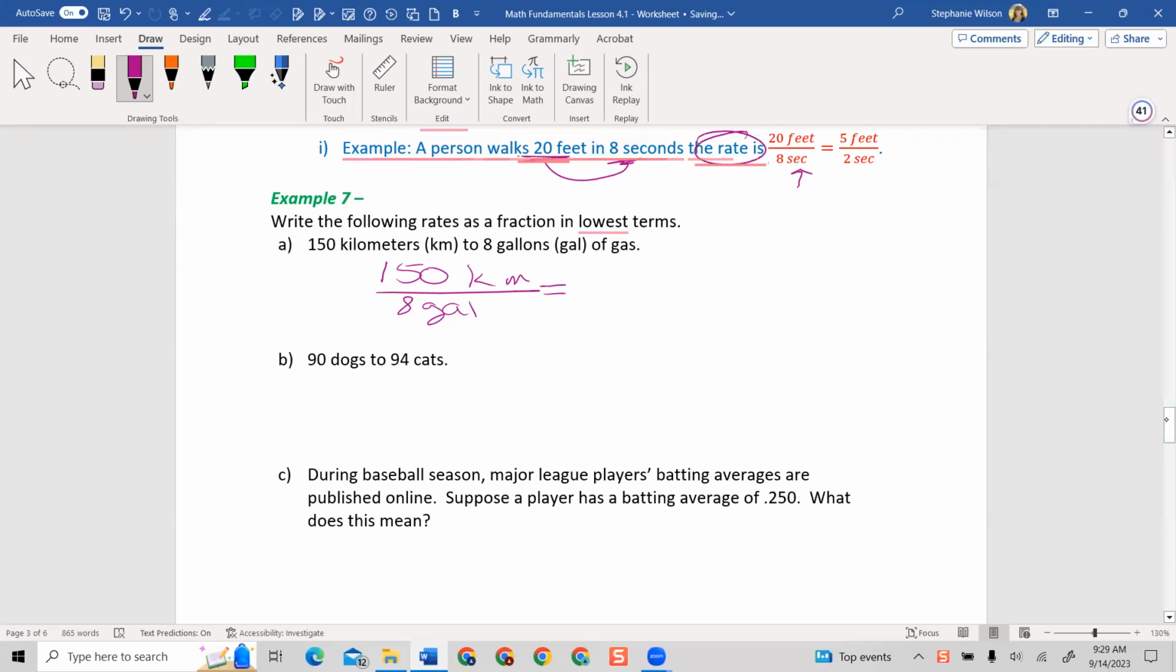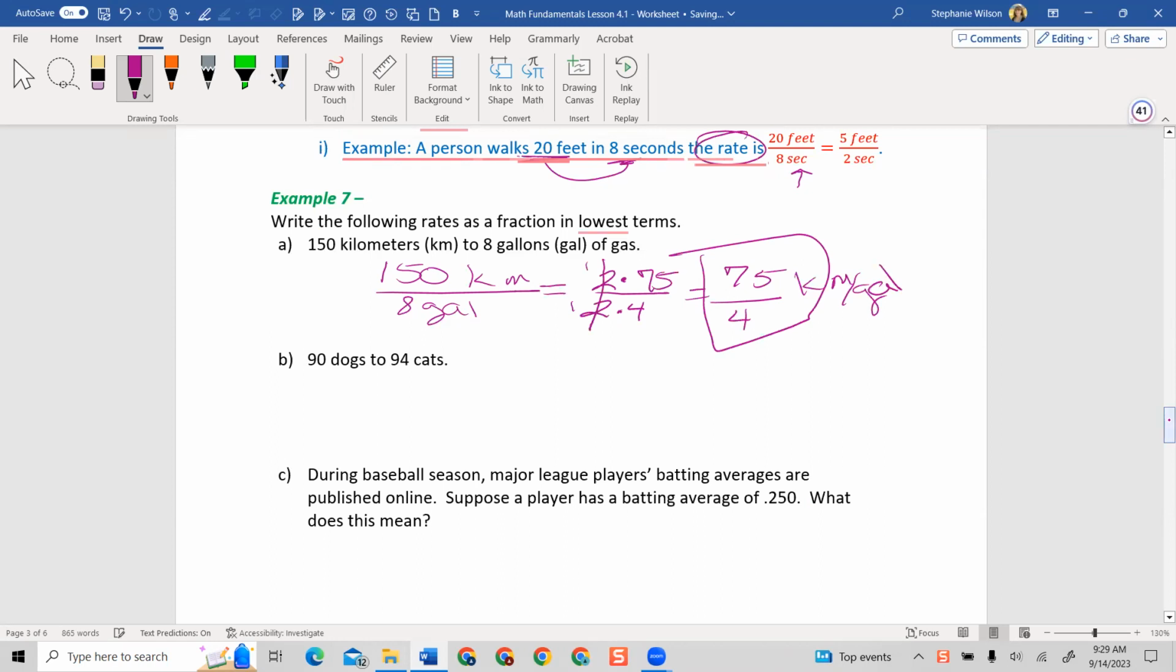It's always good to reduce if possible. So I'm going to break 8 down. We know 8 is 2 times 4. So let's see, 2 goes into 150 75 times. So I'm going to say 2 times 75. The 2s reduce. 75 is made up of 5s, not 2s. So we're going to say this is in the simplest form. And don't forget, it's kilometers per gallon.